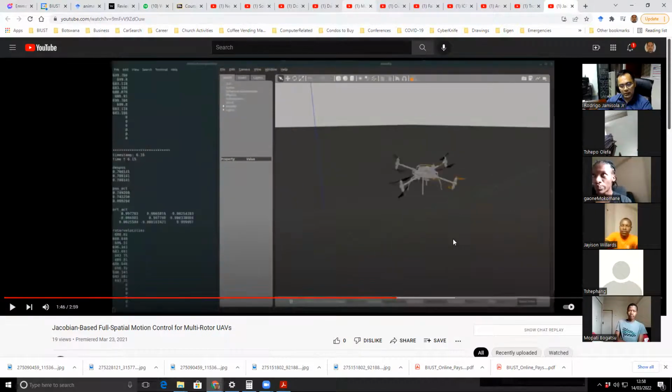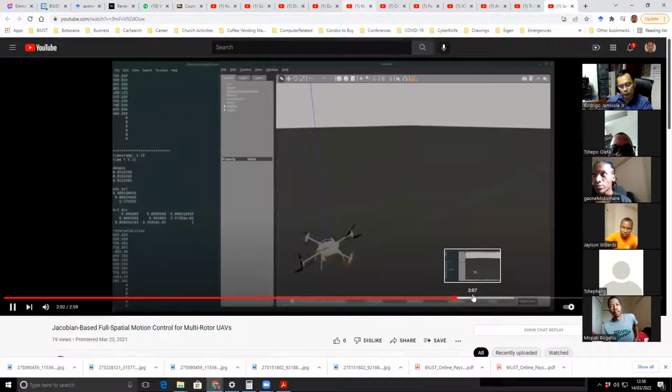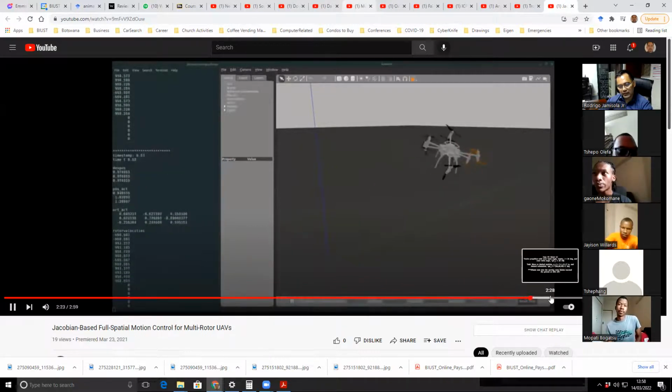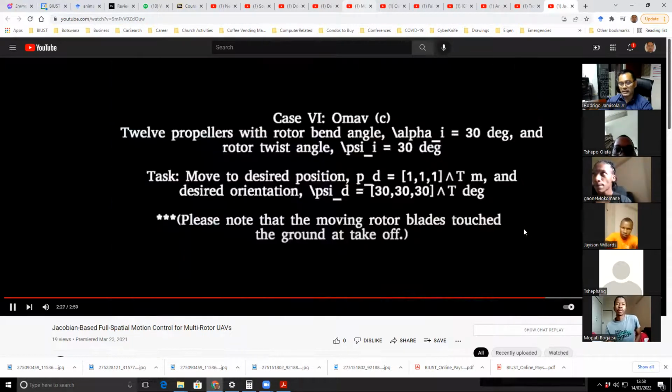Okay, and then I make the drone more complicated. This is UMAV. There are 12 propellers there. So this UMAV drone will move and then tilt, but it will stay there. It stays there. Isn't it amazing?